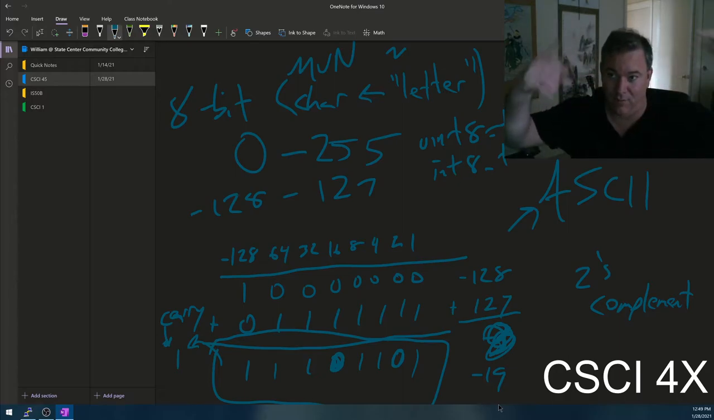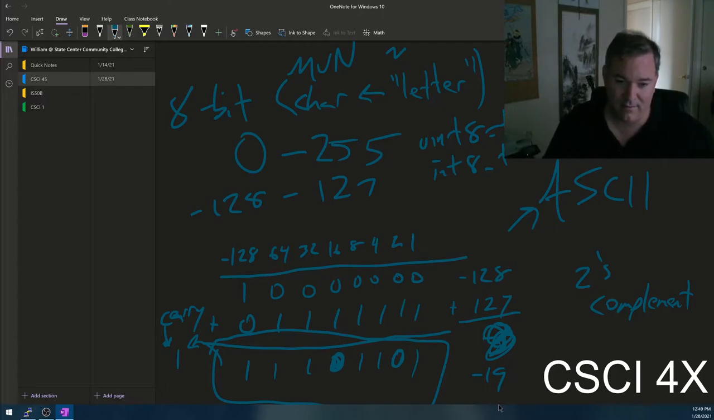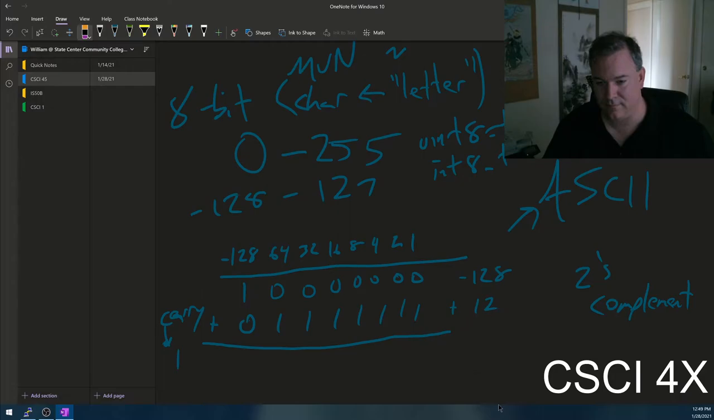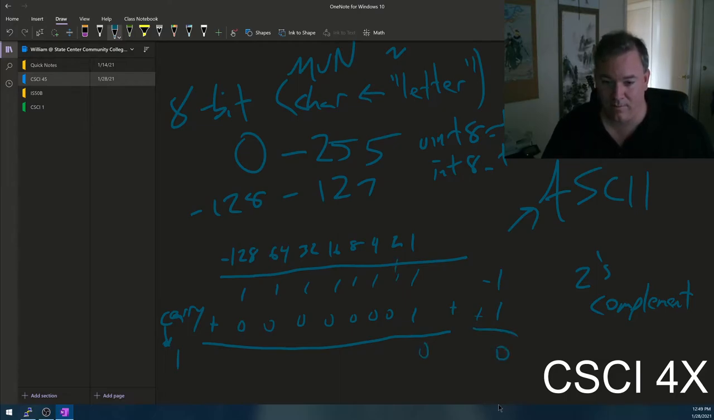Negative 1 plus 1, it overflows all those bits, and turns into 0. So if I give you negative 1, which is all 1's again, and I add 1 to it, so this is negative 1 plus 1, then the answer is going to be 0, right? So what happens is that 1 plus 1 is 10, 1 plus 1 is 10, 1 plus 1 is 10, and so the 1 will carry all the way out, 1, 2, 3, 4, 5, 6, 7, 8, and then the carry bit will be set to 1 as well.